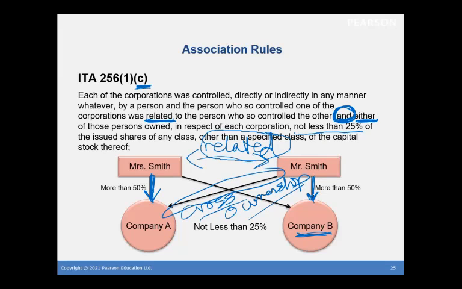So this picture is not showing the absolute requirement. It's showing that it could go in one way, or it could go in the other, or it could go in both. But again, the language of this is clear that it's related persons and that either of those persons owned these proportions of the shares. So both things have to happen, and either person can do it.